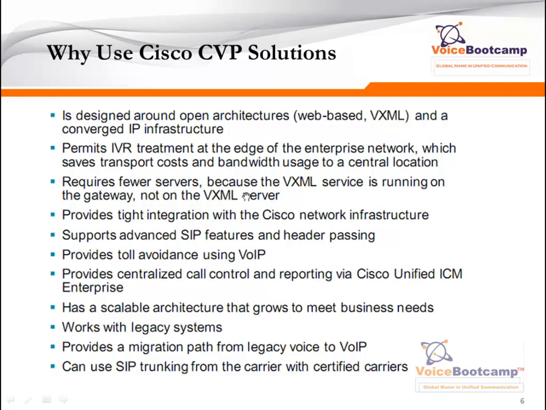Now it provides centralized call control and reporting via ICM Enterprise, and has a scalable architecture that can grow with any business needs. It also works with legacy platforms by doing an integration with Nortel or PBX type of solutions. So it basically can provide a migration path from legacy to VoIP. Now CVP 9 is purely based on SIP trunking as recommended by Cisco, although H.323 is still supported, but that is only for backward compatibility.